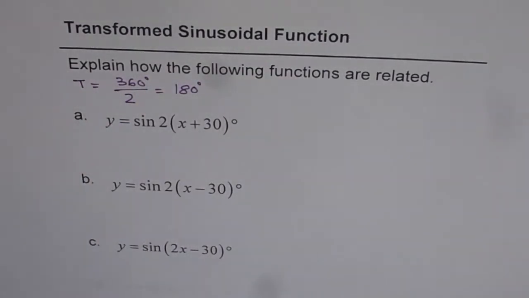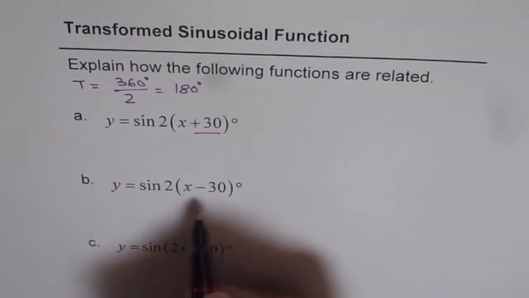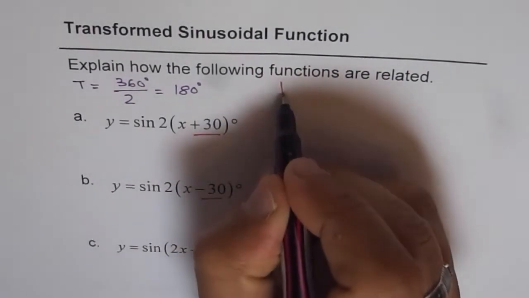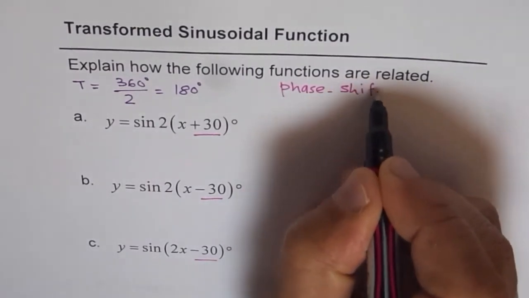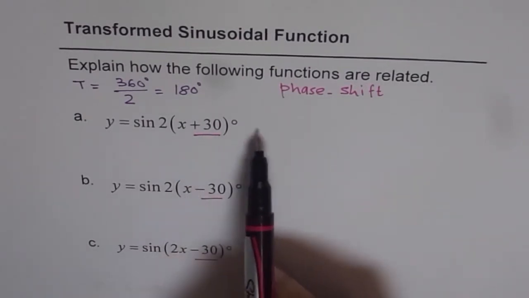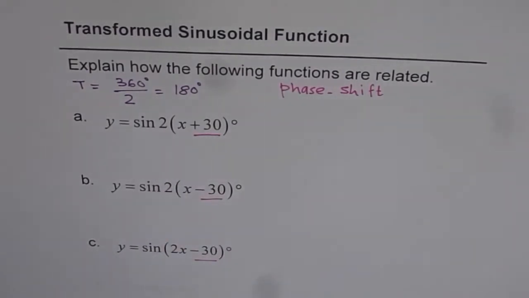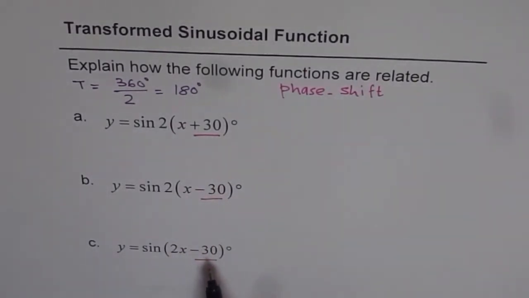But how are they different? They're different because of this number here, right? That is the difference between all three of them, and that is because of phase shift. Phase shift is the point from which the sinusoidal function starts, or the maximum shifts by 30 degrees, in this case left or right. That is what you need to decide. So we'll try to analyze this part. So definitely these are the same sine functions with a change in their phase shift.